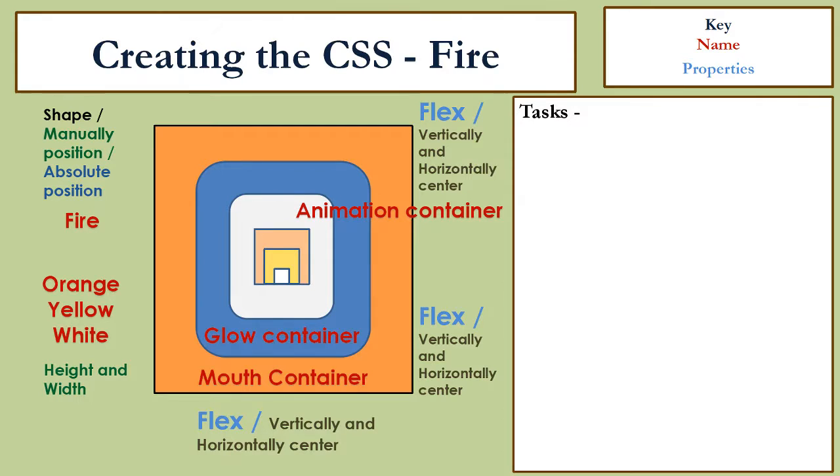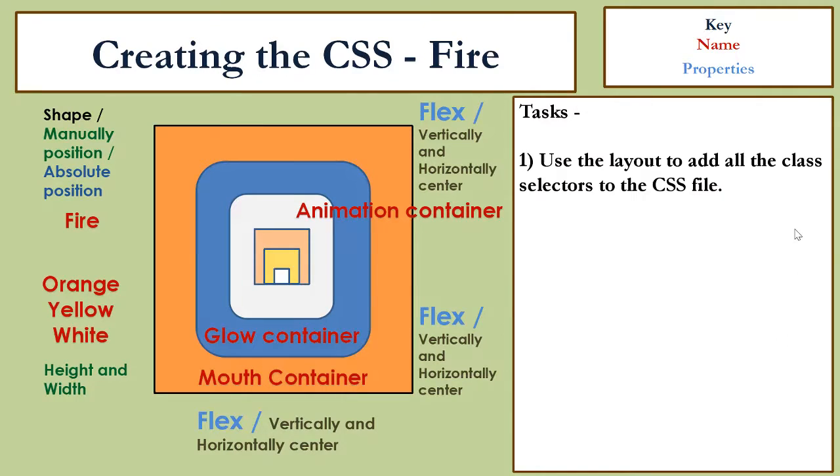So the first task that I would like you to do is use the layout to add all the class selectors to the CSS file. So you need to add these within the CSS file. You need to add the fire, the orange, the yellow, the white, the animation, the glow, and we already have the mouth one there. So try and add that to the CSS file.